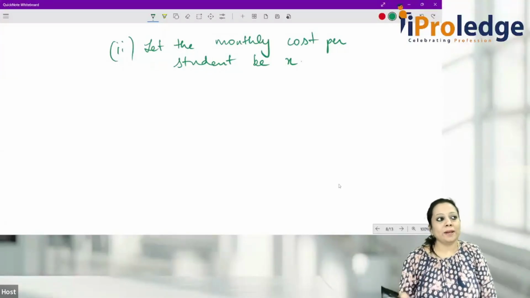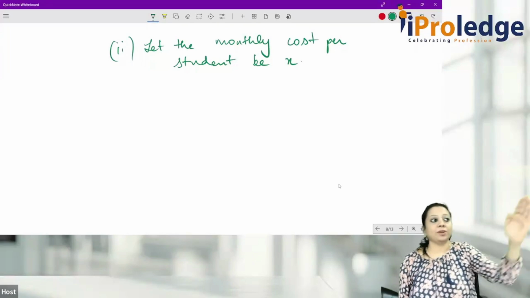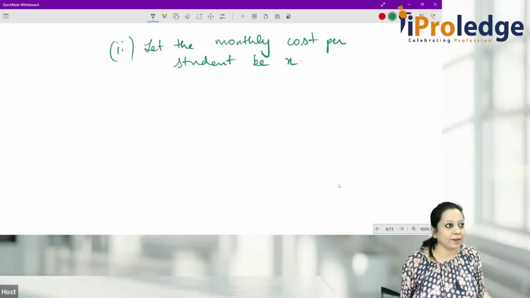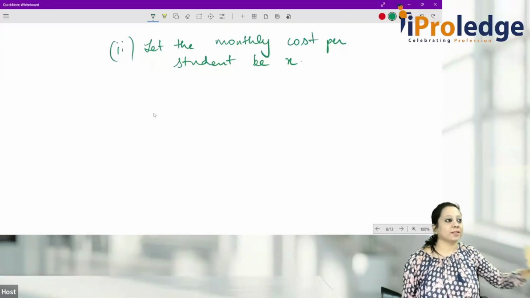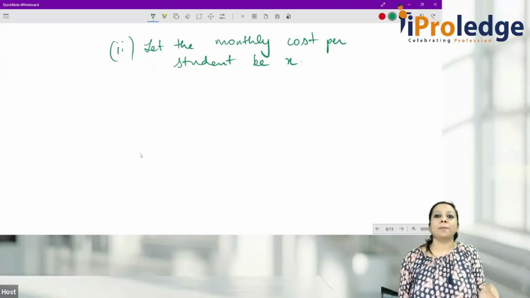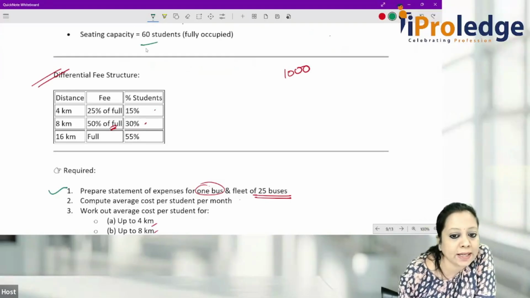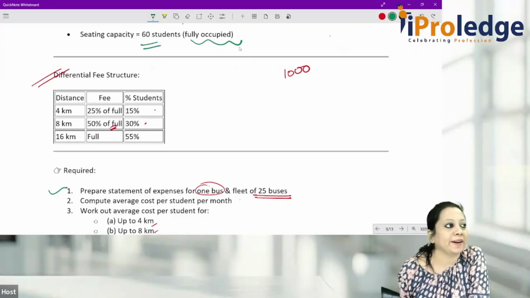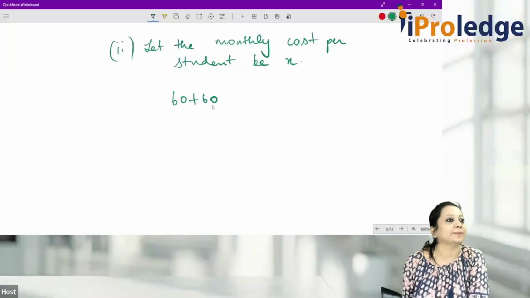All right. There are how many shifts, morning shift and evening shift? Morning shift students have to go and come back. Evening shift students also have to go and come back. Correct, everyone? Yes. That means morning shift students are CA students, assume, and afternoon shift students are CMA students. That means what is the number of students? Can you see seating capacity fully occupied? Seating capacity fully occupied, correct? So can I say 60 plus 60 students are there?